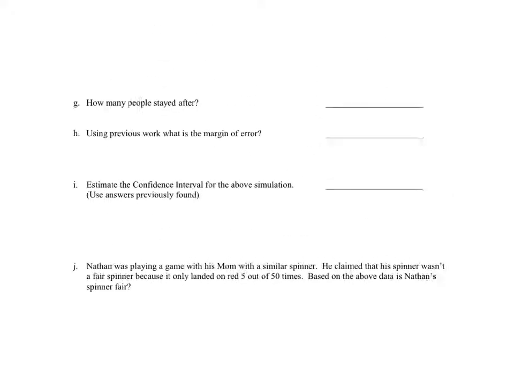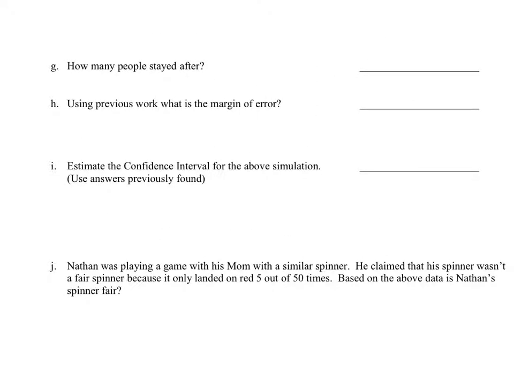All right, so what we have here is just a few more questions answering just how many people stayed after. So this is just your one variable statistics. Just answer that question. You should be able to. So you should have gotten 100. There are 100 dots. The day I have 100 people stay after. Use the previous work to determine the margin of error.